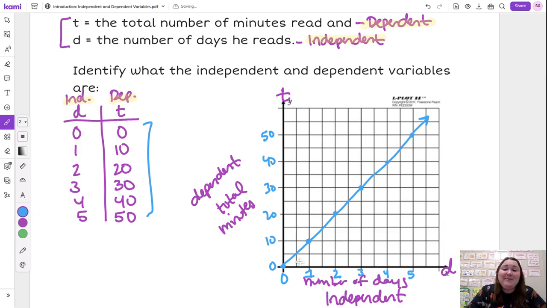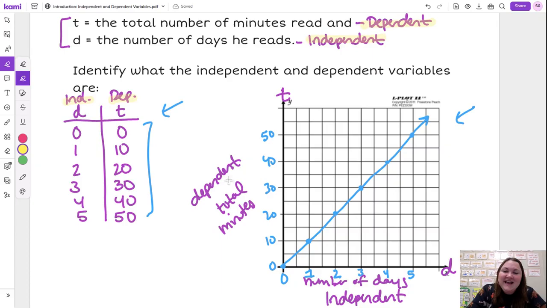We're going to spend a couple lessons working on making tables and graphs. The most important part from this video is knowing your independent and dependent variables, and that in a table, independent variable is always first, dependent is second, and on a graph, independent variable is always down here on your x-axis, and dependent is on your y-axis.